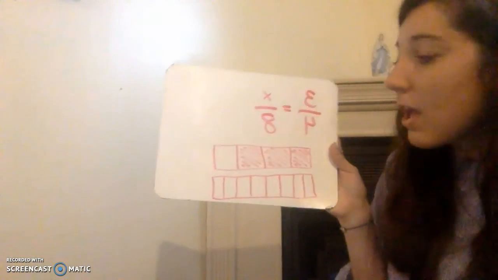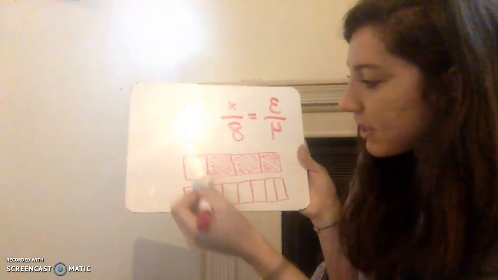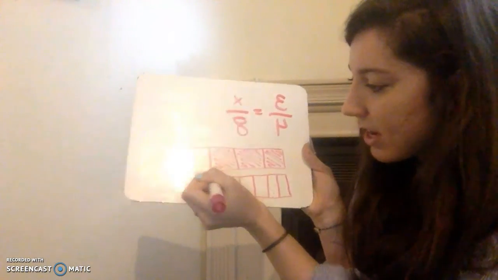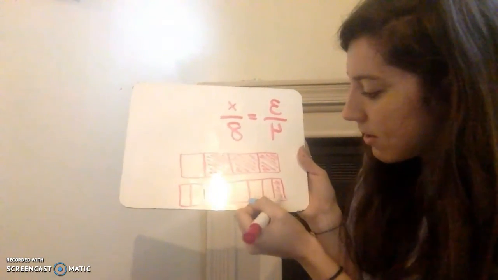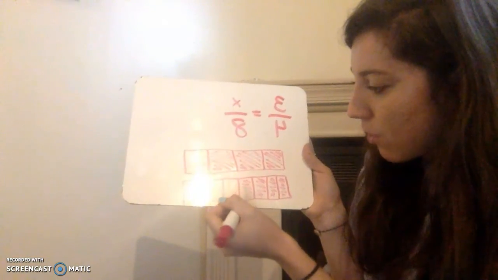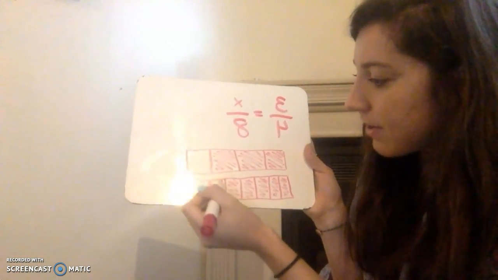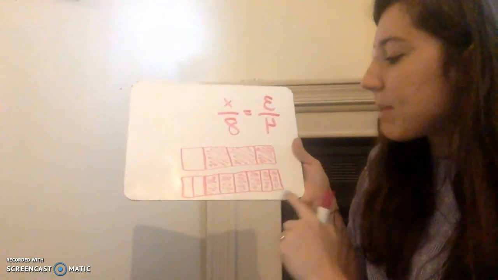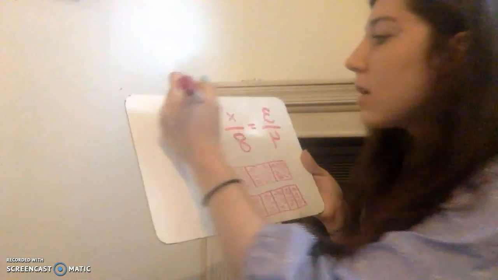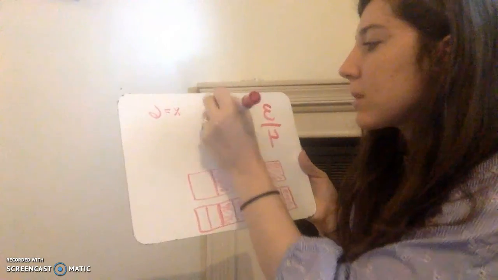Okay? And I want to see how many of these I have to fill in to make it equal to this. So I want to fill into this space right here. I'm going to go 1, 2, 3, 4, 5, 6. Okay, so that means that 6/8 is the same as 3/4. So my x equals 6. So this will be 6.